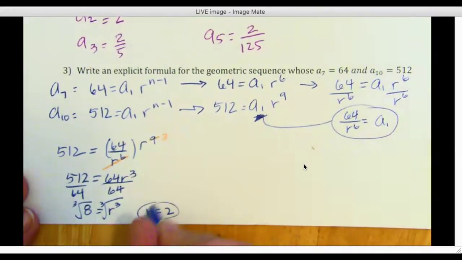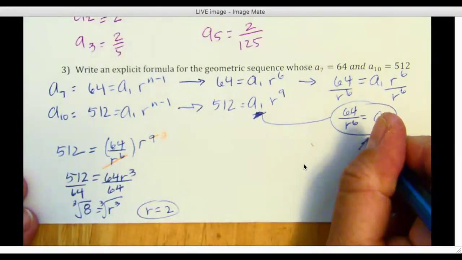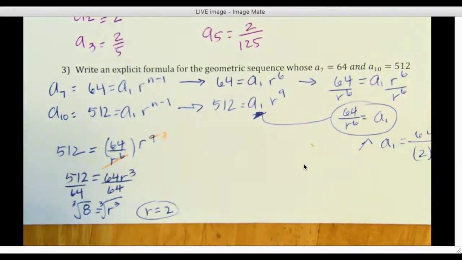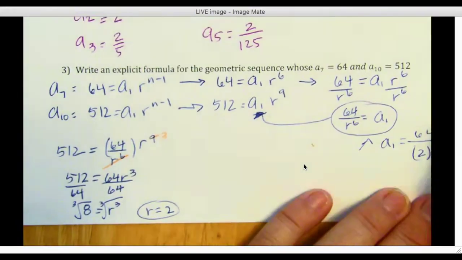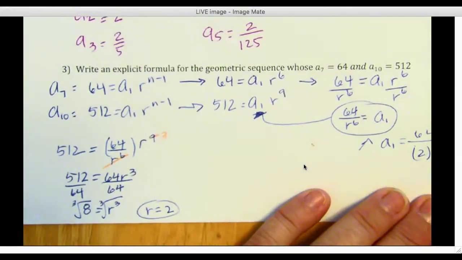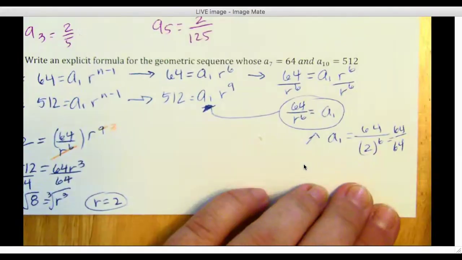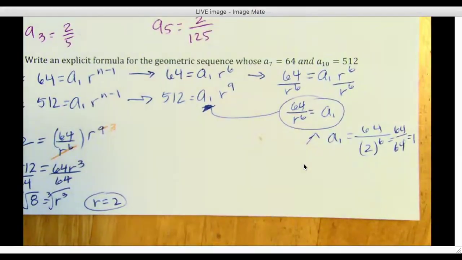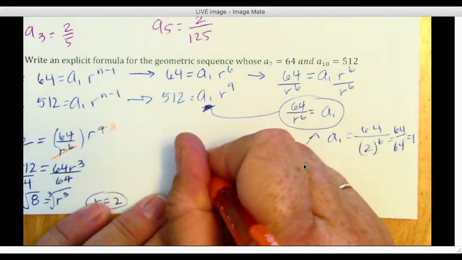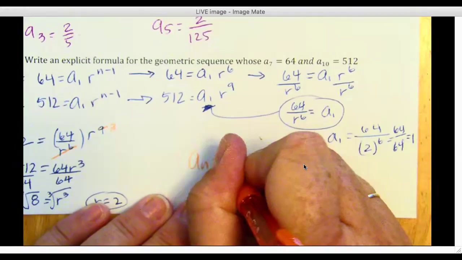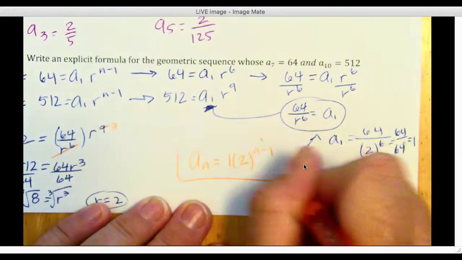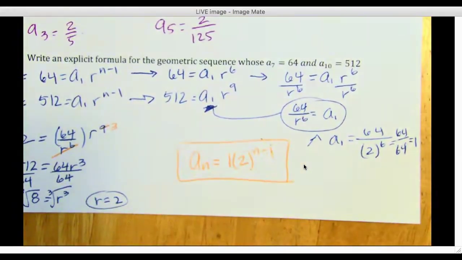So once I have my r value, I can plug that back in here, and a1 is equal to 64 over 2 to the 6th power. And 2 to the 6th power is 64. So my a1 is equal to 1. So then writing the general or the explicit formula would be a sub n is equal to a1, which is 1, times r, which is 2, to the n minus 1 power. And that would be my explicit formula.